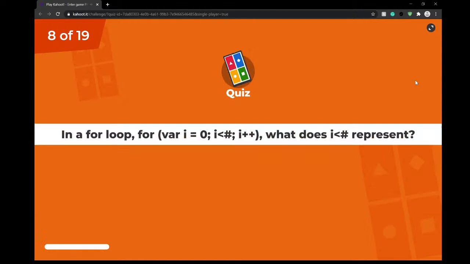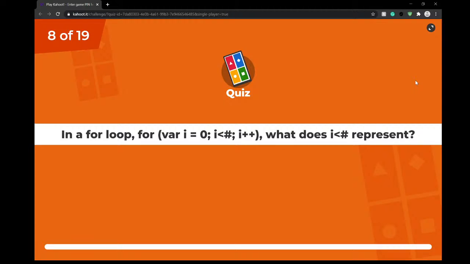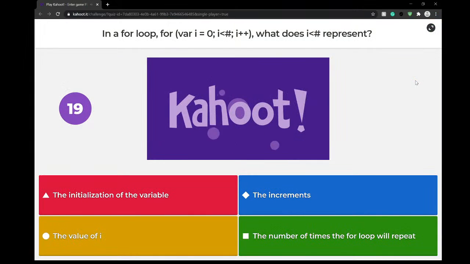So moving on. So in a for loop, for variable i equals 0, i is less than what number, i plus plus. What does i less than that number represent? Or more specifically, what does the pound sign represent? Or what is it trying to tell us? Yep.